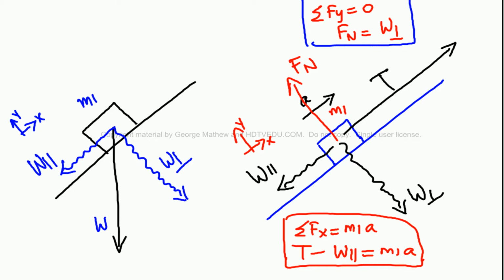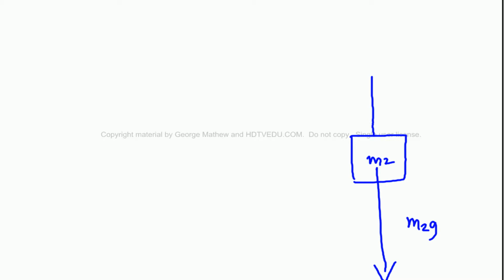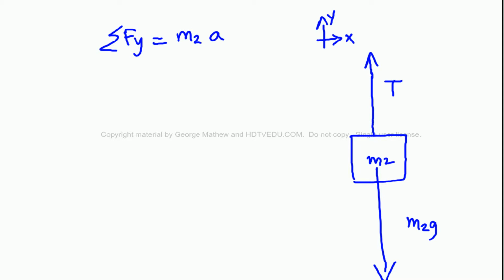For the mass M2, what do we have? We have the gravitational force stronger than tension. So net force, remember this is X and this is Y. Net force along the vertical equals M2A. It is accelerating down. So which force is greater? M2G. So M2G minus T equals M2A.